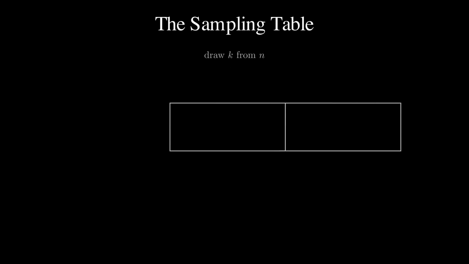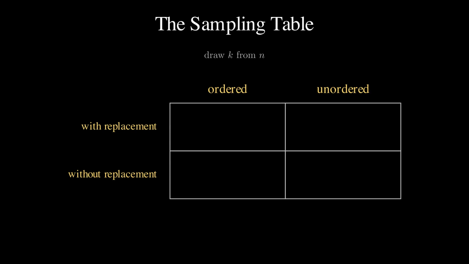Every example in this chapter draws K items from a set of N. 2 yes or no questions tell them apart. First, do we put each item back before the next draw, with replacement or without? Second, do we record the order of the draws or only which items came out? 2 binary choices make a 2x2 table, and each cell holds a count.